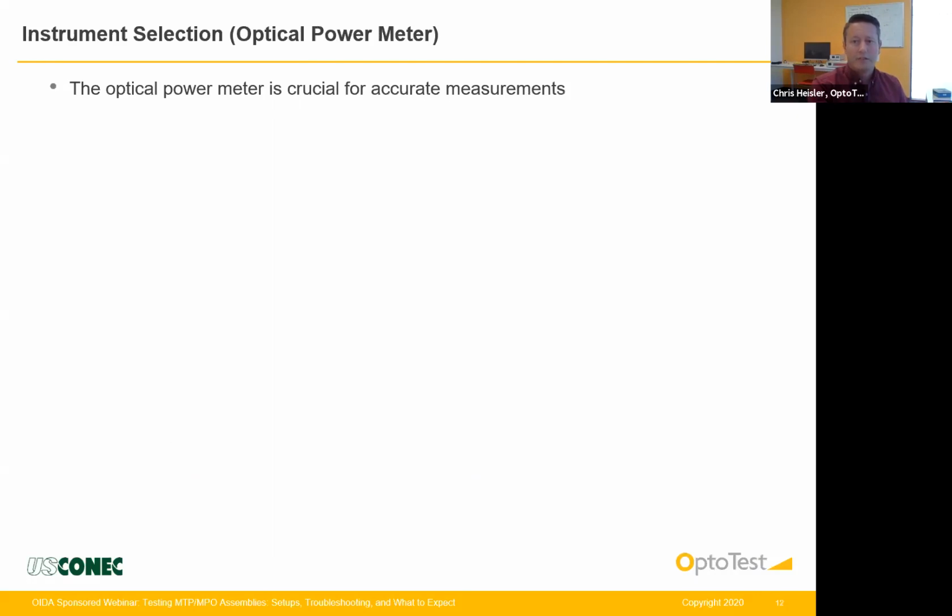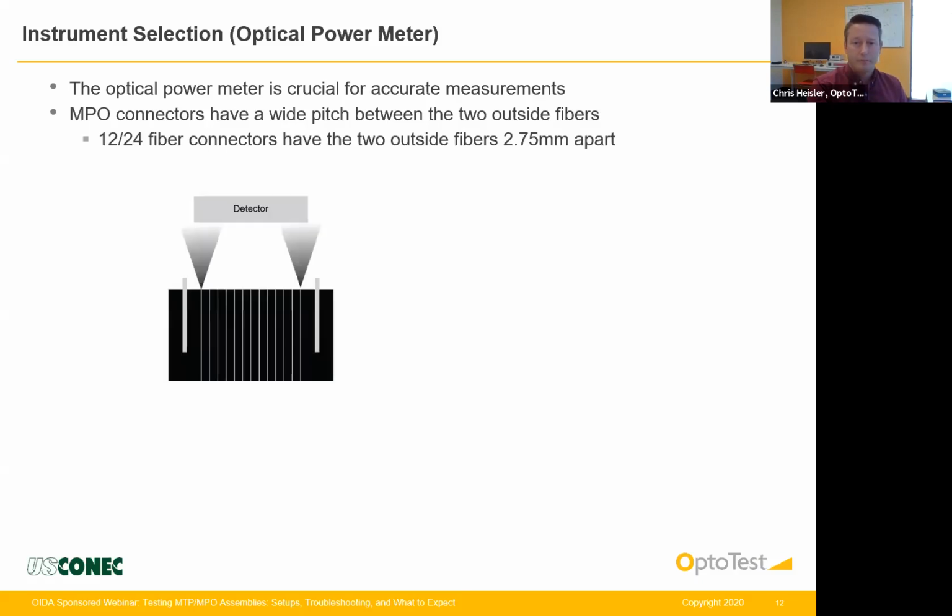When selecting a system for testing MPO assemblies, one needs to pay careful attention to the optical power meter. The optical power meter is crucial for accurate measurements. Poor selection of a power meter may reduce accuracy of the measurement, as well as limit system expandability if it can't accommodate larger channel counts. MPOs have a wide spacing between the two outermost fibers. For 12 and 24 fibers, this distance is 2.75 millimeters.